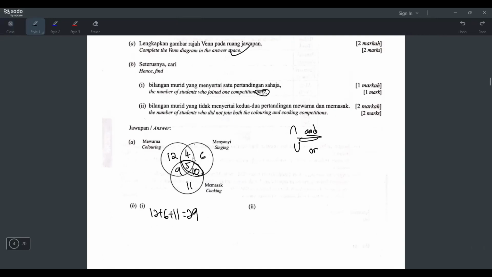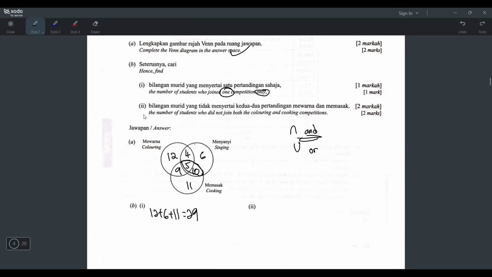Okay. So let me explain a bit. Because this one is join 12 only join coloring only, 6 is singing only, 11 is cooking only. So these are all one only. The 4 we cannot take because 4 is like joining coloring and singing only. So it's actually join 2 competition. 9 also join 2 competition, 10 also. The 5, they want join 3 competition. So dia tanya untuk join 1 competition. So it's 12 plus 6 plus 11.